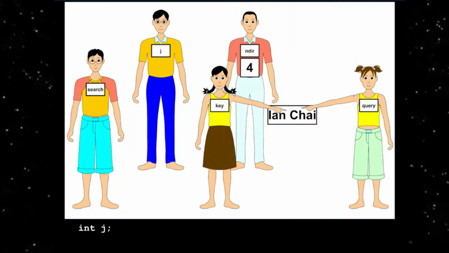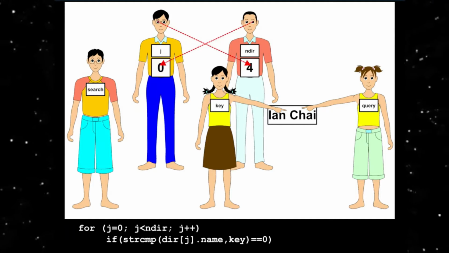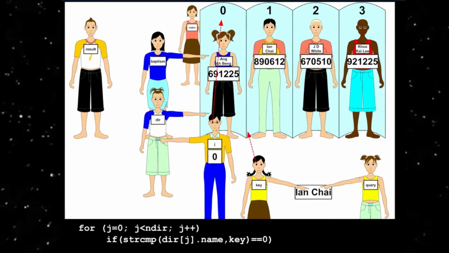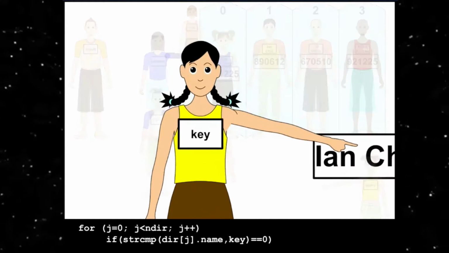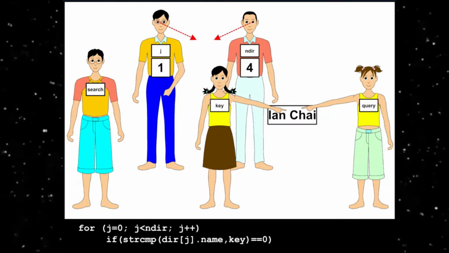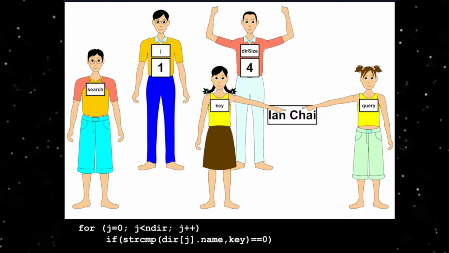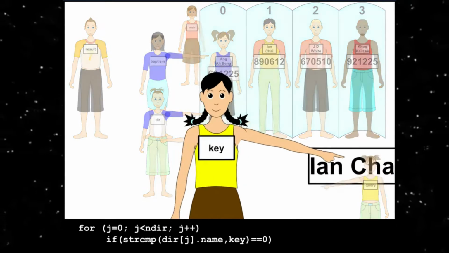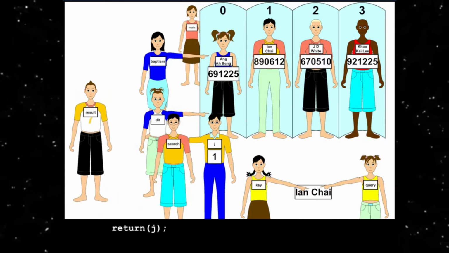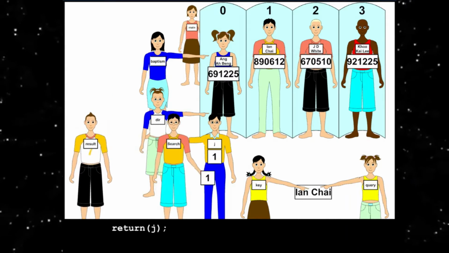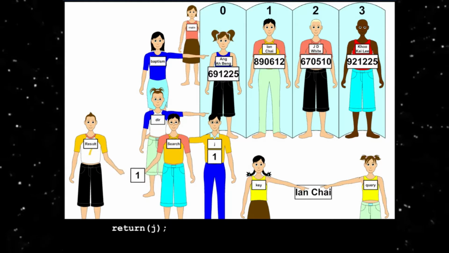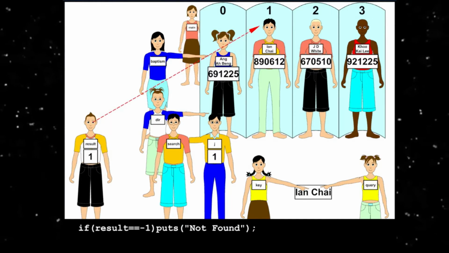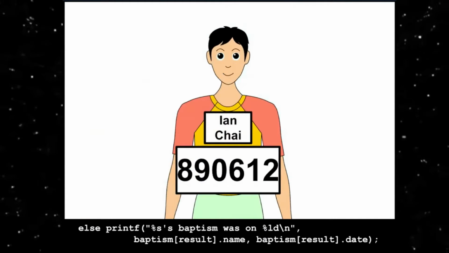j is an integer variable. j has been initialized to 0, therefore j is less than dir size, which is 4. So we compare the name Ian Chai with the data in location j, which is 0, and find that Ang Ah Beng is not the same as Ian Chai. Because it is not a match, we increment j to 1. Therefore, j is still less than dir size, which is 4. So we compare the name Ian Chai with the data in location j, which is 1, and find that Ian Chai is the same as Ian Chai. Because it is a match, search returns 1, and the 1 is put into result. The result is not -1, therefore we print Ian Chai was baptized in 89.